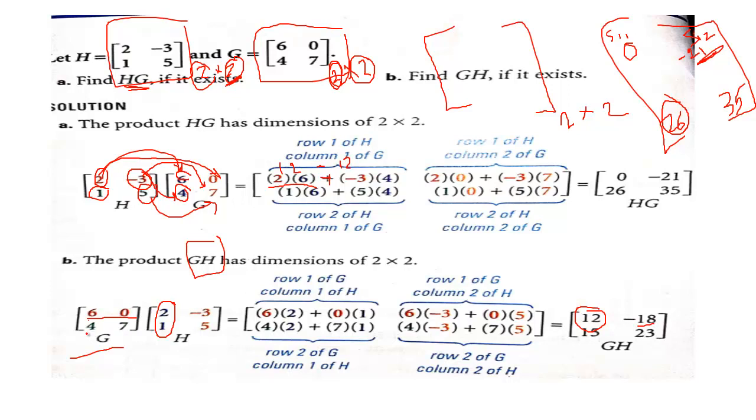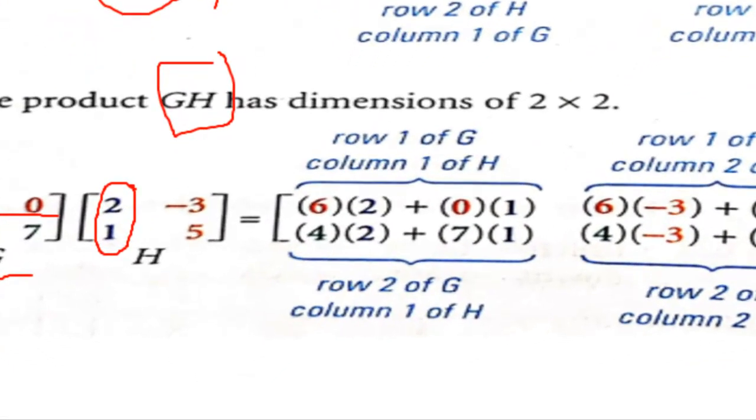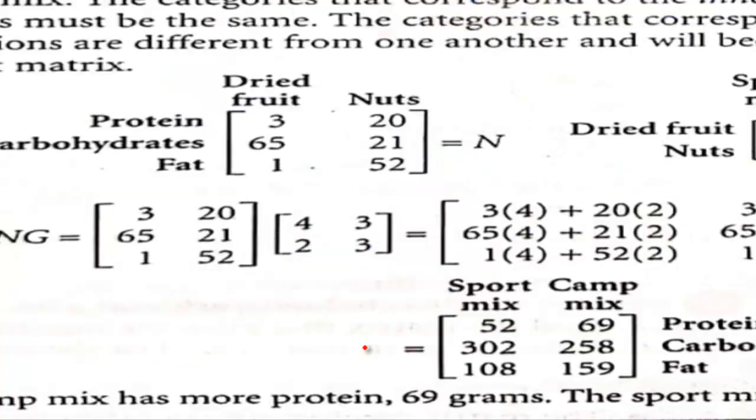So now we find the second row multiplied by the first column. So 4 times 2 equals 8. 7 times 1 is 7. So 8 plus 7 equals 15. And the second row multiplies the second column, so 4 times negative 3 is negative 12, and 7 times 5 equals 35. So negative 12 plus 35 equals 23. So let's see the next one.